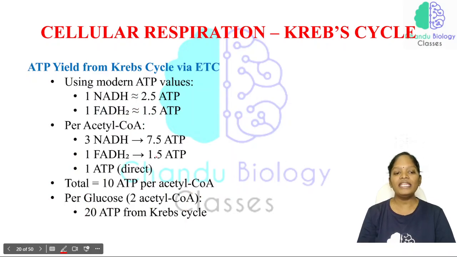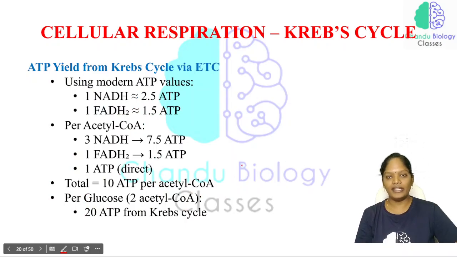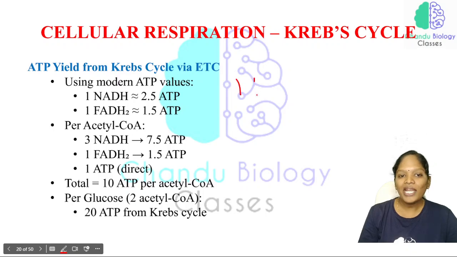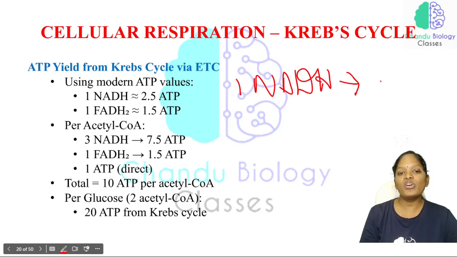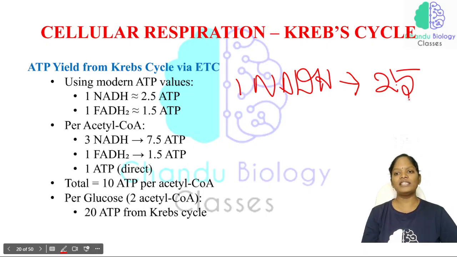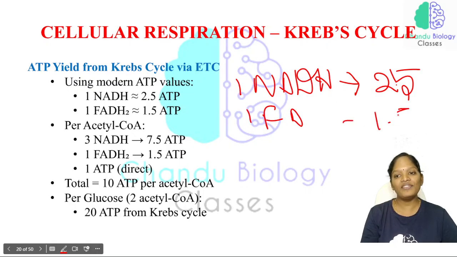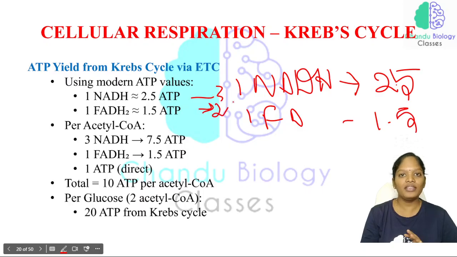Like I said in yesterday's class, 1 NADH will be approximately equal to 3 ATP, but now they are saying 2.5, and as a round value we are saying 3. And 1 FADH₂, we have said approximately it will be equal to 2 ATP, and here the exact value will be 1.5. Just remember this as a 3 and this as a 2. Don't get confused.